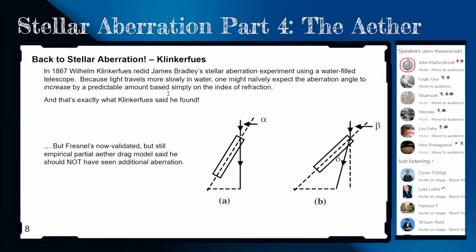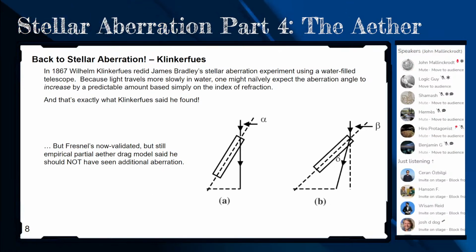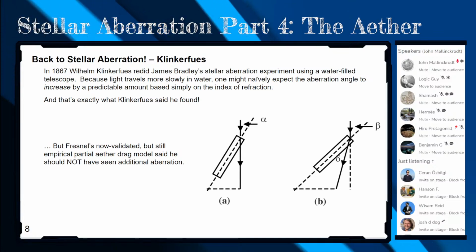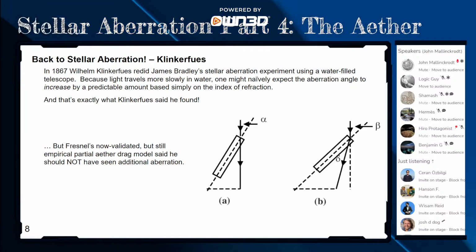But the weird thing about it is, he did this experiment, and because light travels more slowly, one might, I say naively there, you might wonder why I said naively, given everything I've said, expect the aberration angle to increase by a predictable amount. It's easy to predict how much it should change. It should increase by about 30% due to the telescope being water filled, and that's exactly what Klinkerfuse reported that he found.